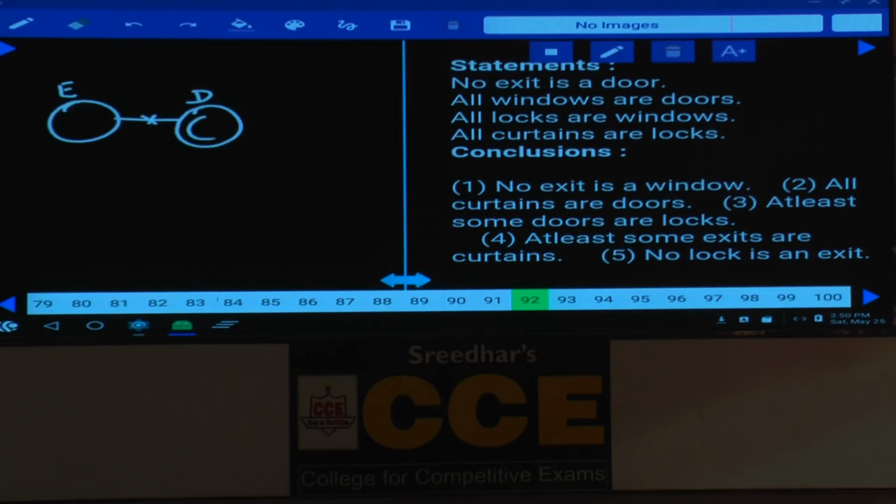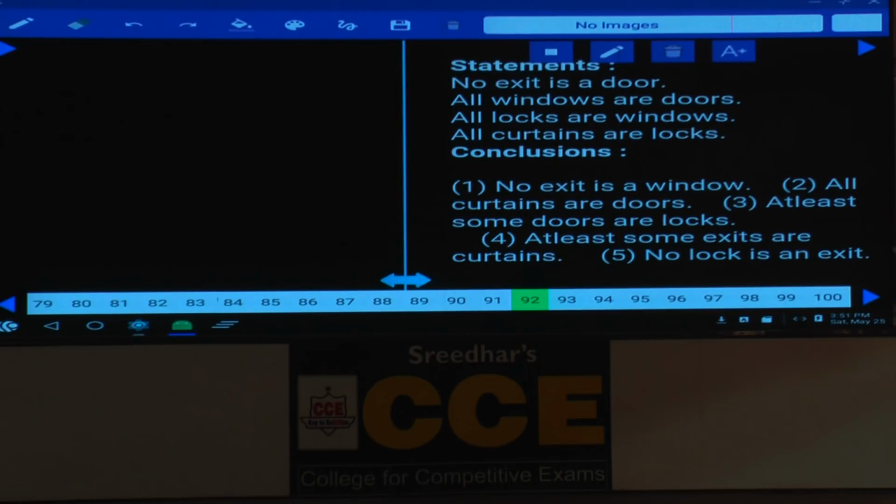All windows are doors. No exit is a door. All locks are windows. All locks are windows, isn't it? These are locks. All locks are windows, and all windows are doors. All these windows are doors, and no exit is a door. No intersection between exit and door, and all curtains are locks. All curtains are locks, isn't it?